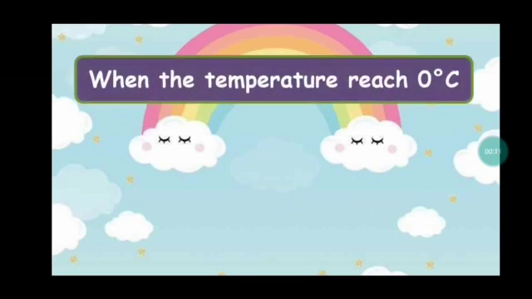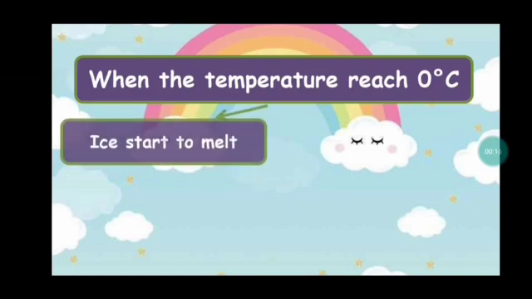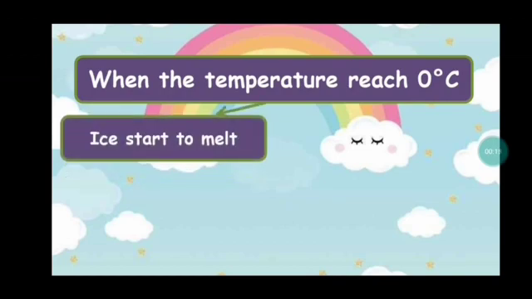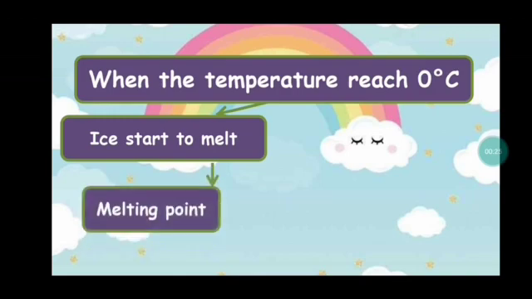When the temperature reaches 0 degrees Celsius, the ice starts to melt. Jadi ketika suhu itu menunjukkan 0 derajat, es itu mulai mencair. We call this the melting point of ice. So 0 degrees Celsius is the melting point of ice, adalah titik lebur es. I can say that 0 degrees Celsius is the melting point of ice because at 0 degrees Celsius the ice starts to melt.